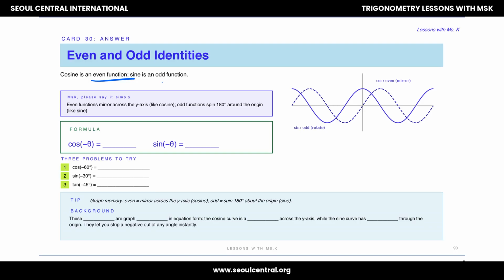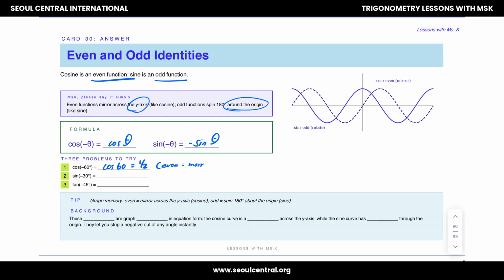Flashcard 30. State the even and odd identities for sine and cosine. Even and odd identities. Cosine is an even function, while sine is an odd function. Say it simply, even functions mirror across the y-axis, like cosine, while odd functions spin 180 degrees around the origin, like sine, as you can see in the graph. The formula for these functions is cosine of negative theta equals cosine of theta, but sine of negative theta equals negative sine of theta.